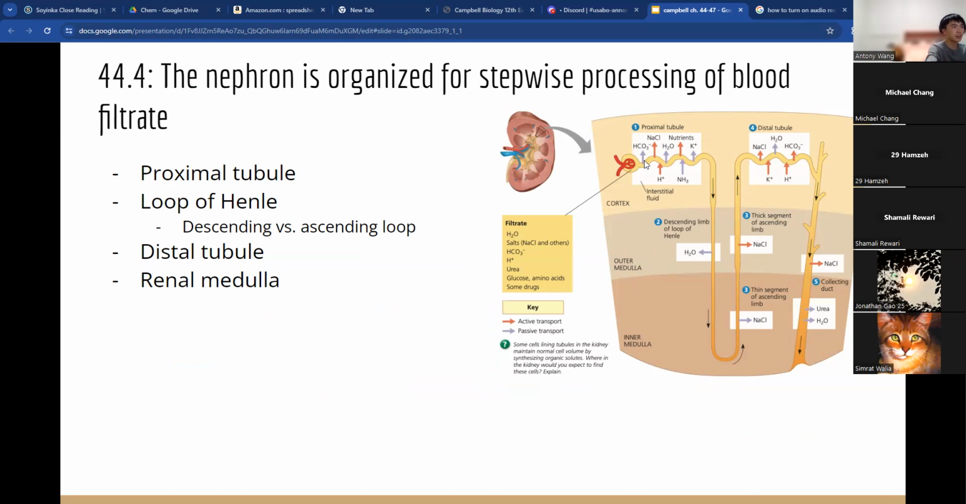Right. Okay. So now let's talk about the parts of the nephron again. Remember the afferent artery goes into the glomerulus. The efferent, I forgot which one was which. But anyway, here the first step along the way is the proximal tubule.